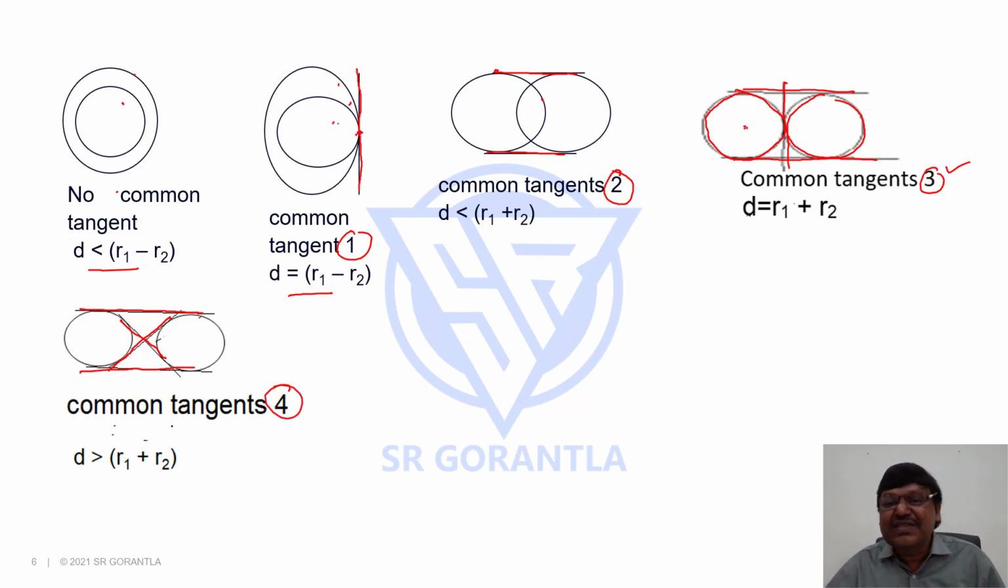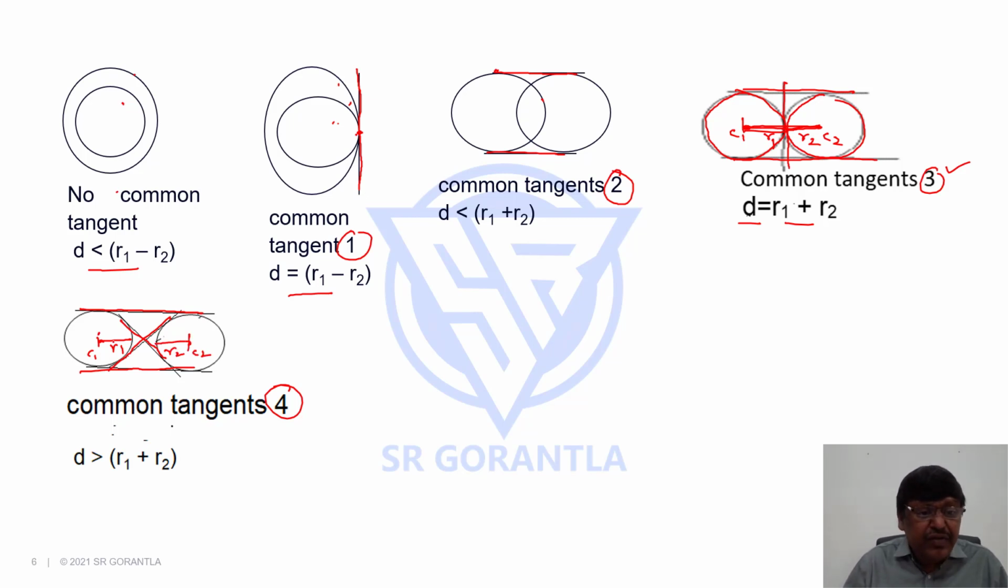Now, if you look at this, this is the center of the circle. This is R1. This is the center of the other circle, this is R2. The distance between these two centers is called D. In this case, D equals R1 plus R2. Whereas here, if you see, this is the center, this is R1. This is the center of this circle, this is R2.